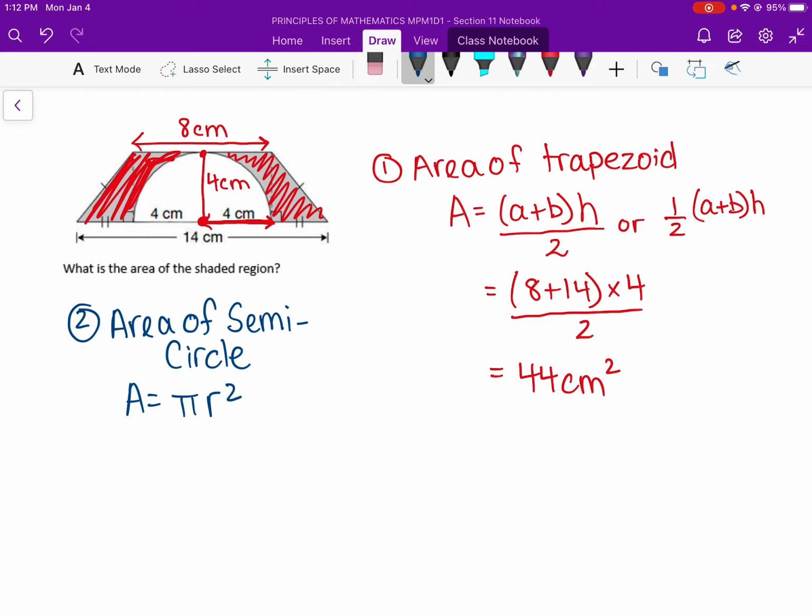So the area of a circle is pi r squared. And then since we just have half a circle, we'll have to divide that by 2.